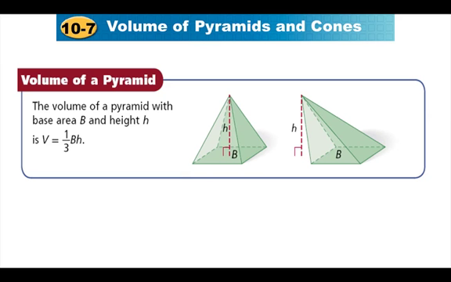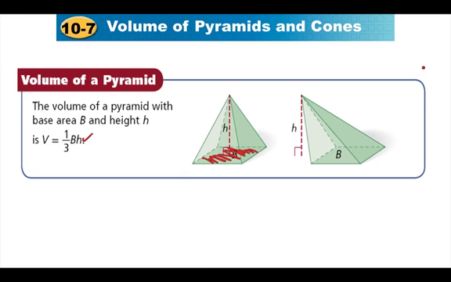You can notice that they look very similar to what you have done in the past. The only thing that is going to change is this number here, 1/3. The volume of a pyramid with base area B and height h is equal to whatever the area of the base is, times the height, and divided by 3 or multiplied by 1/3. And that's basically it. This is how you compute the volume of a pyramid. Let's go to the next slide.